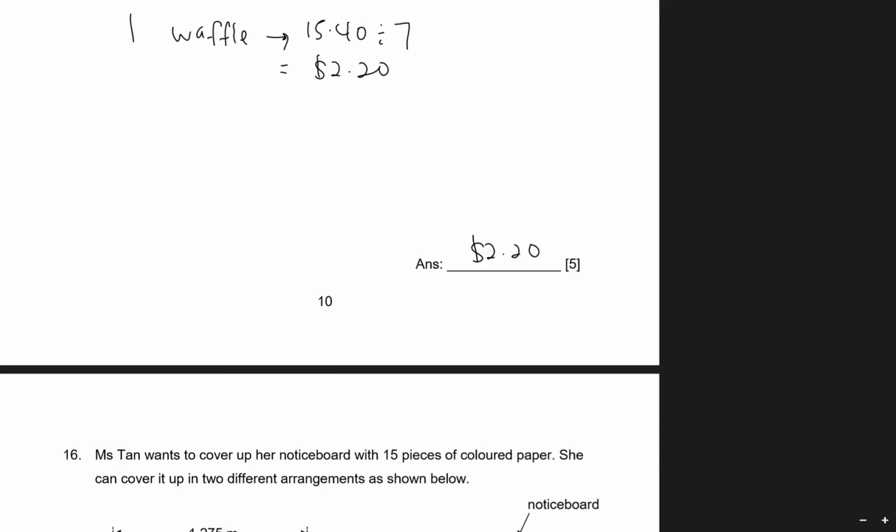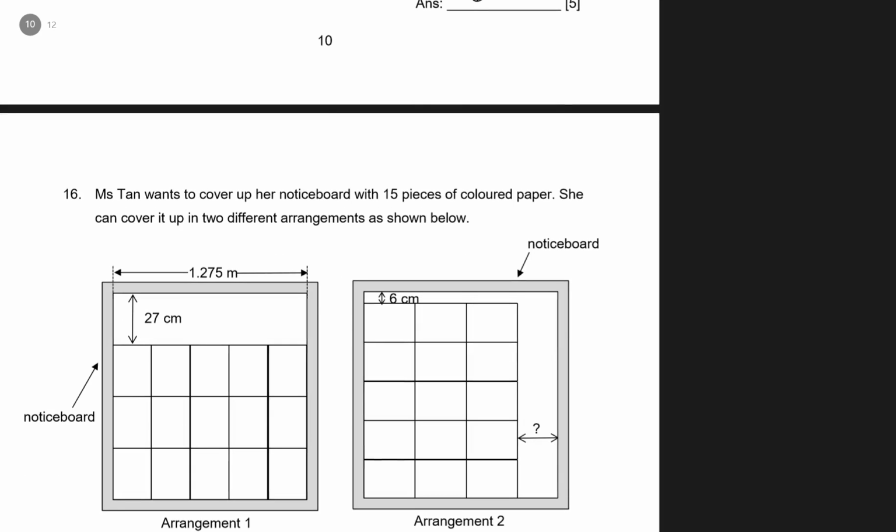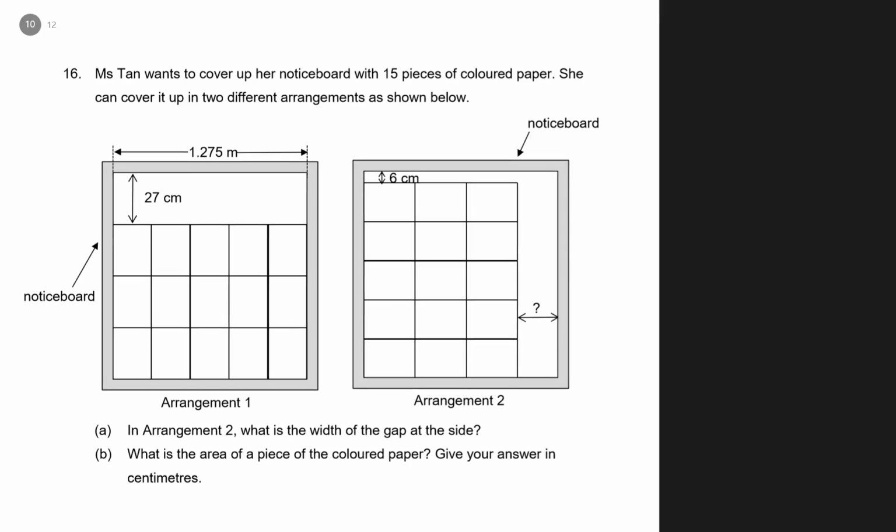Alright, now question 16. Interestingly, this requires some imagination from you. Whatever it is, just take note that the 2 notice boards are the same. The area doesn't change somehow. So let's find out what are the things that we can find.